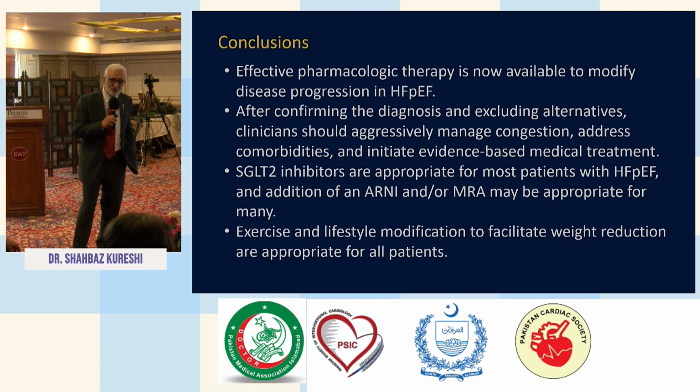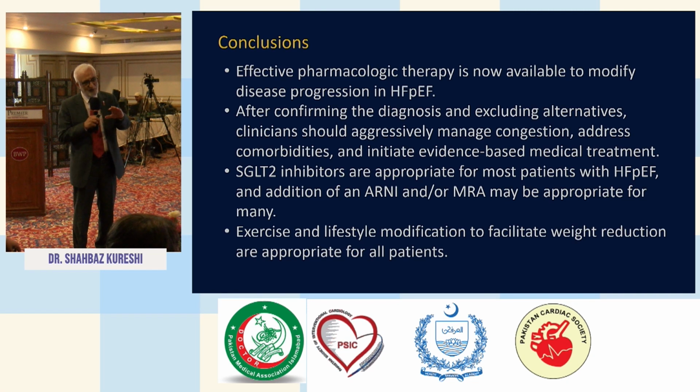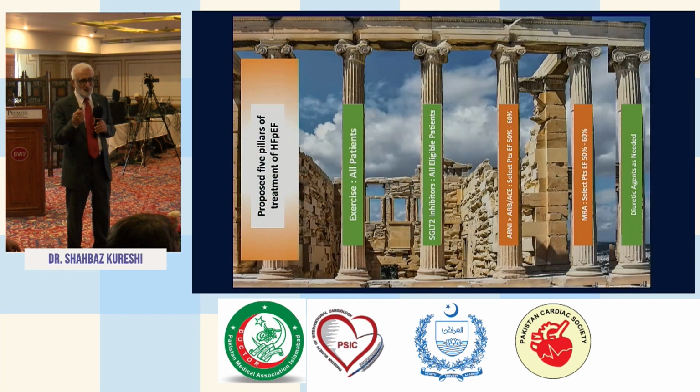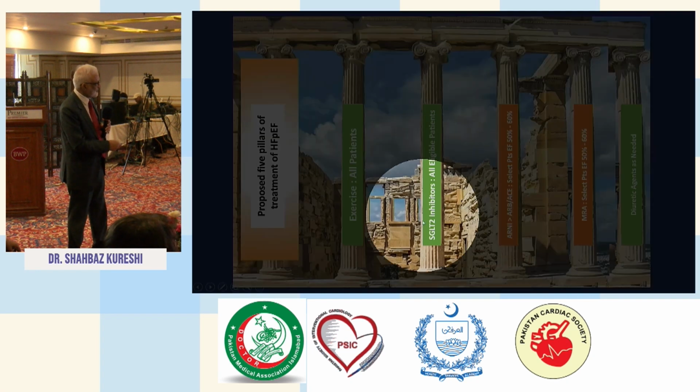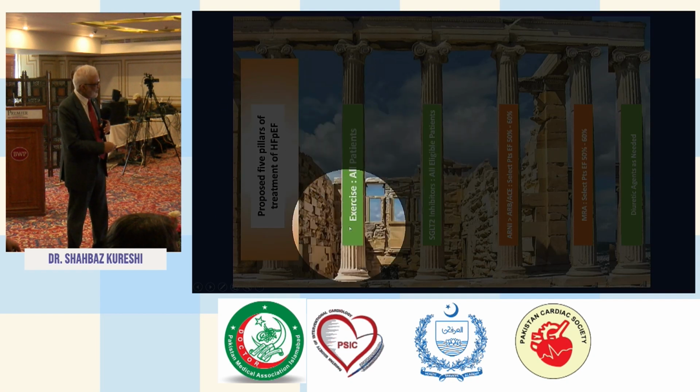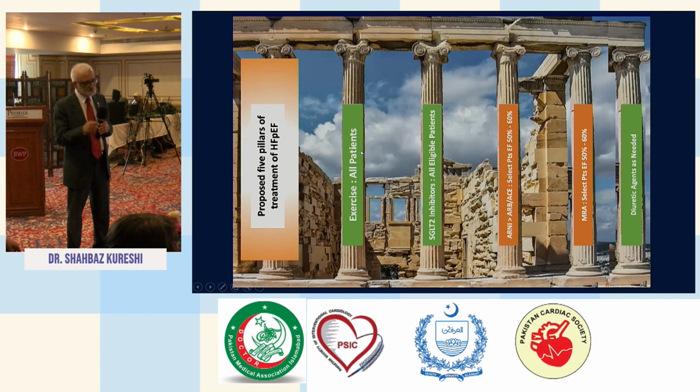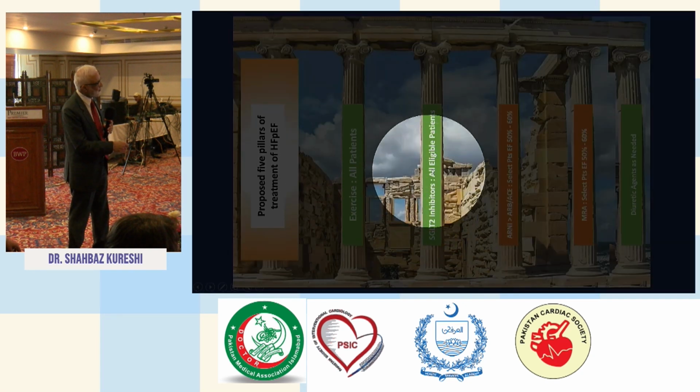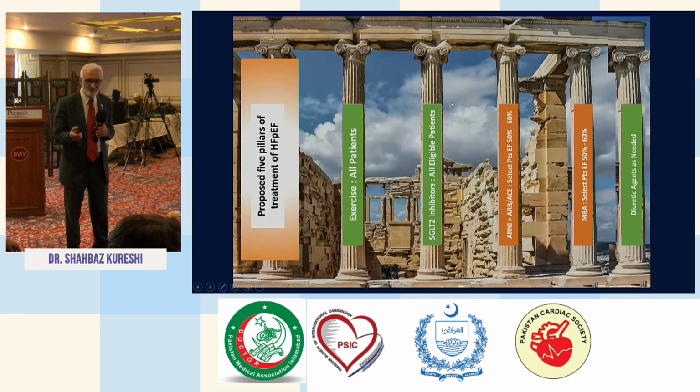It is extremely important to tell your patients to take the weight every day and don't let the weight go up. This will show that there is no congestion in your patients. And I propose, and I think it will be accepted, the 5 pillars for the treatment of heart failure with preserved ejection fraction. Exercise, all patients. SGLT2 inhibitors for all patients who are eligible. Who are not eligible? With severe eGFR reduction, they are not eligible. Ketoacidosis, they are not eligible. Diabetes type 1, not eligible.